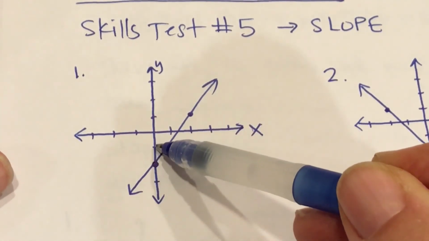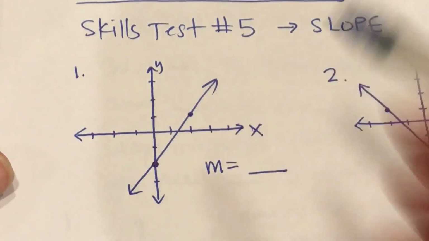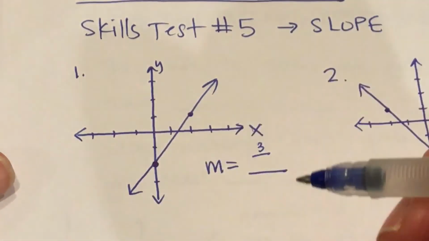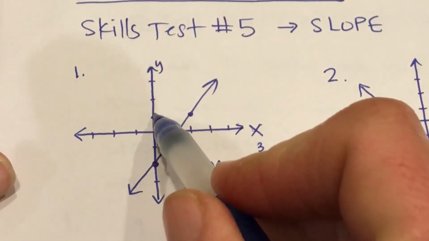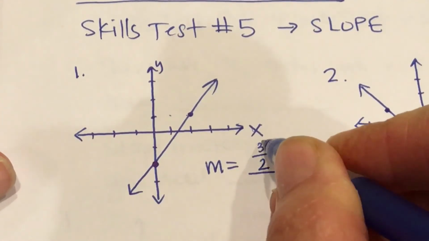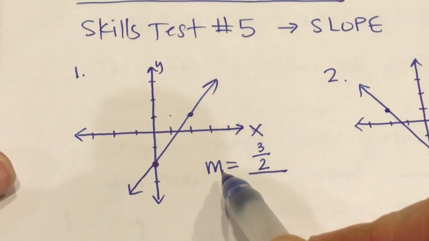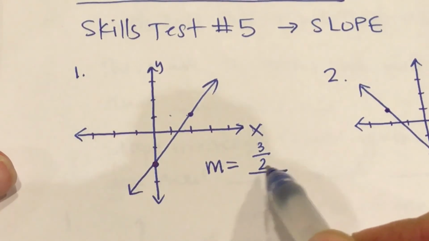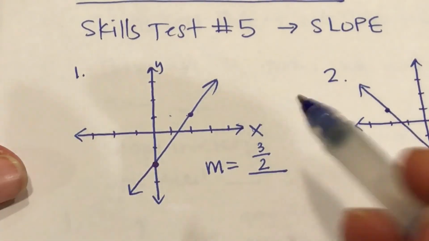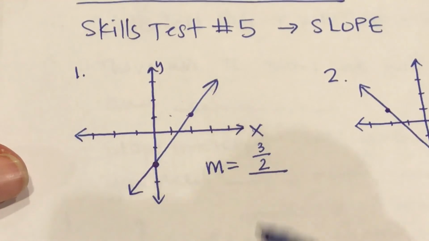If I count up, not counting the one I start on, 1, 2, 3. So my top number is going to be 3. That's the rise, if you remember that. And then from there, I'm going to go over 1, 2. So my slope is going to be up 3 over 2. We use m to notate slope. That's just the variable that's used for it. I have no idea why. Somebody decided that a long time ago, and we all just do it. So the slope for this line is 3 over 2.